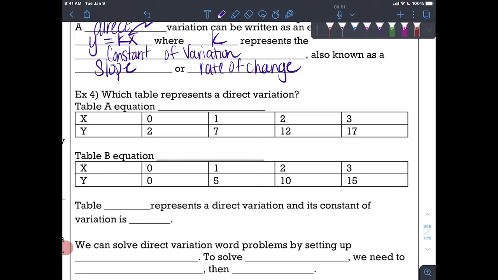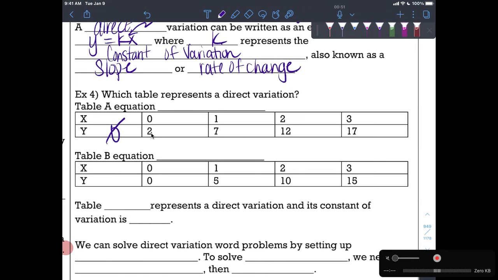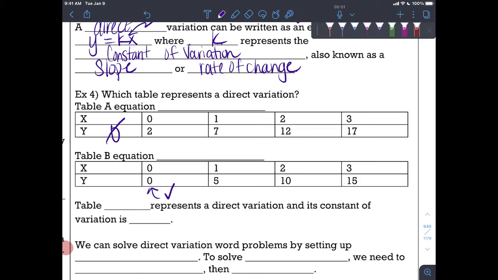So, take a look at these two. I automatically know that this first one does not direct variation because it says 0, 2. So this one is not. This one goes through 0, 0. This one is. Okay. Because I'm looking at whether or not it has the origin in it.